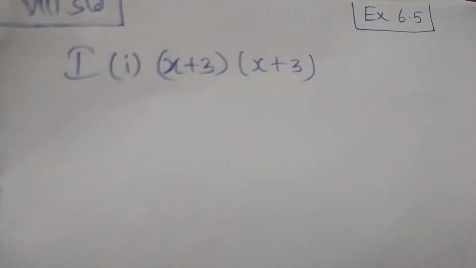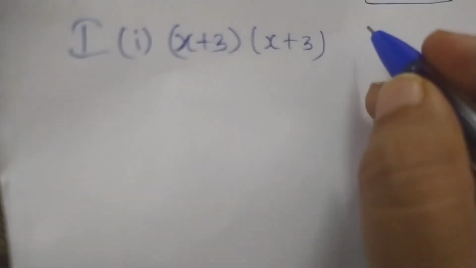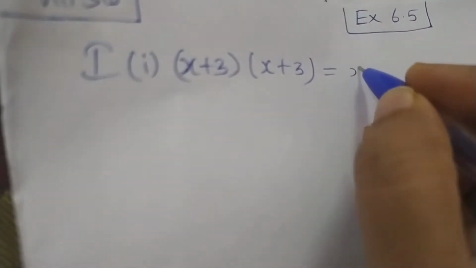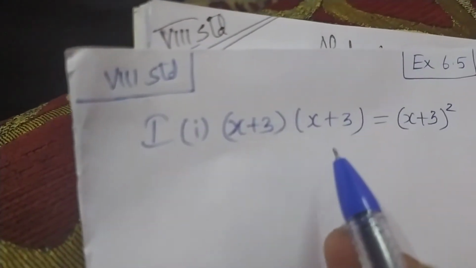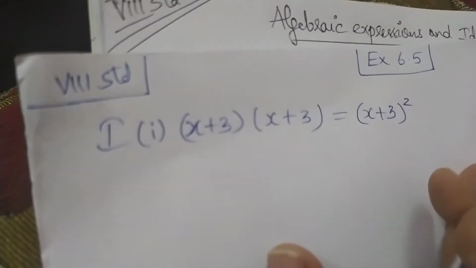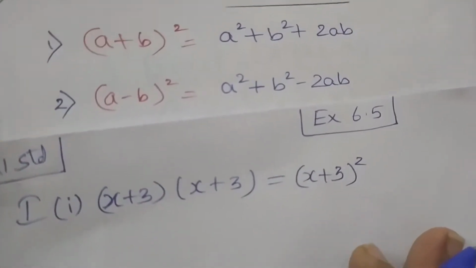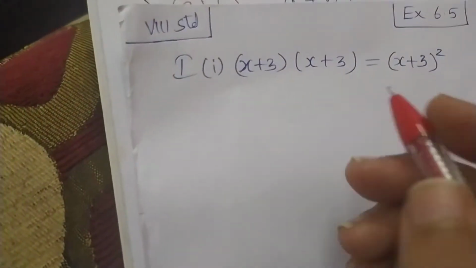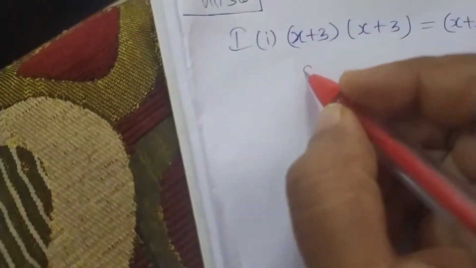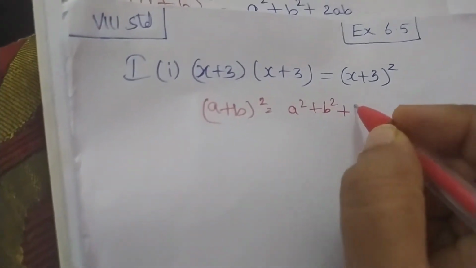How do we solve this problem? x plus 3 into x plus 3 is nothing but we can write this as x plus 3 the whole square. So which formula will you use, children? We'll use the formula of a plus b the whole square, which is equal to a square plus b square plus 2ab.